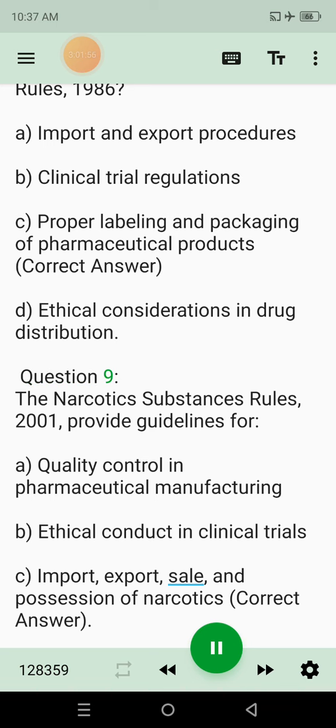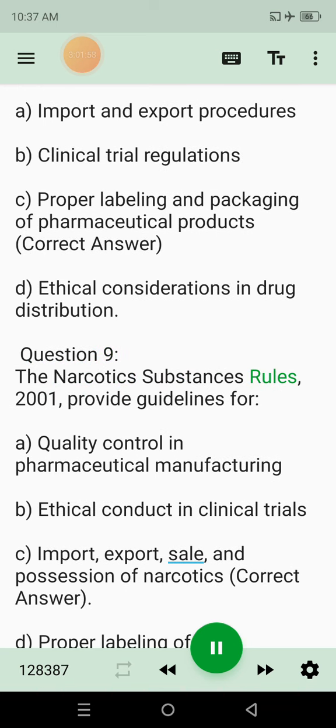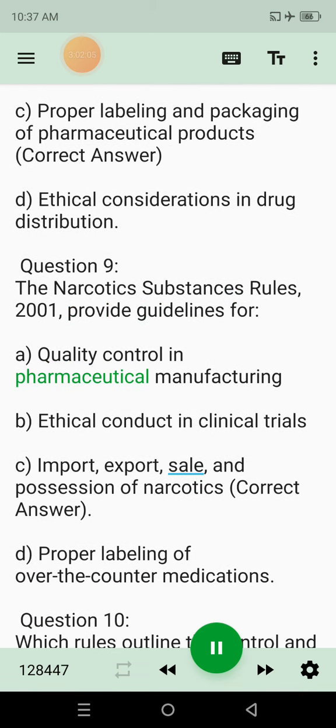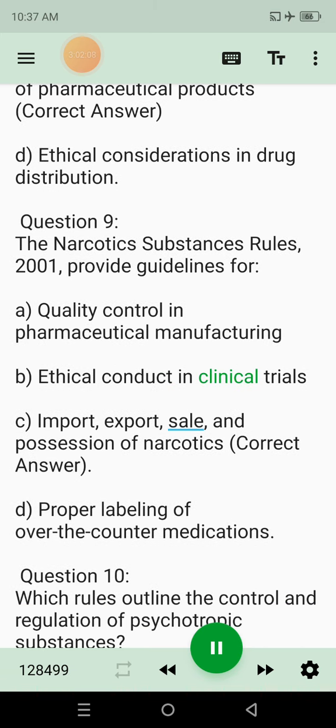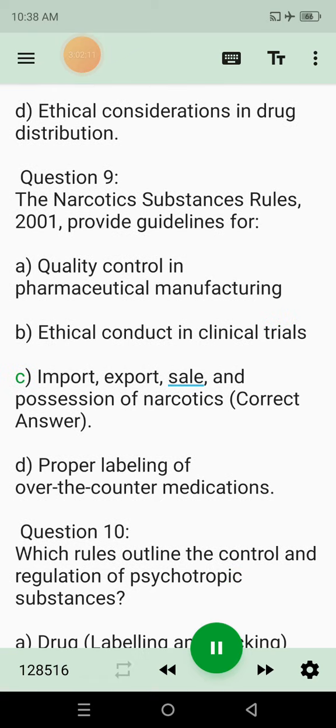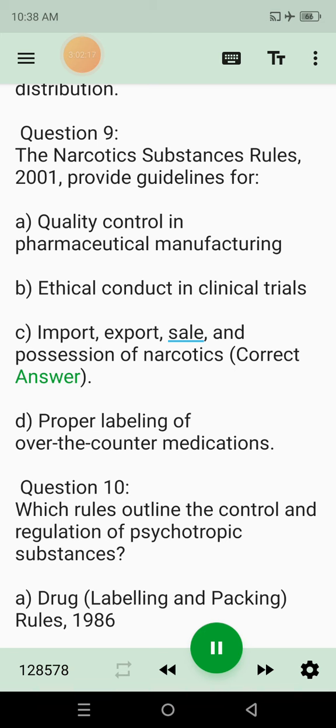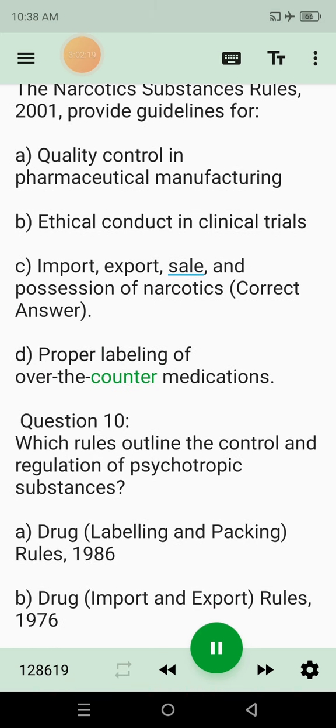Question 9. The Narcotic Substances Rules, 2001, provide guidelines for: A. Quality control in pharmaceutical manufacturing. B. Ethical conduct in clinical trials. C. Import, export, sale, and possession of narcotics. Correct answer. D. Proper labeling of over-the-counter medications.